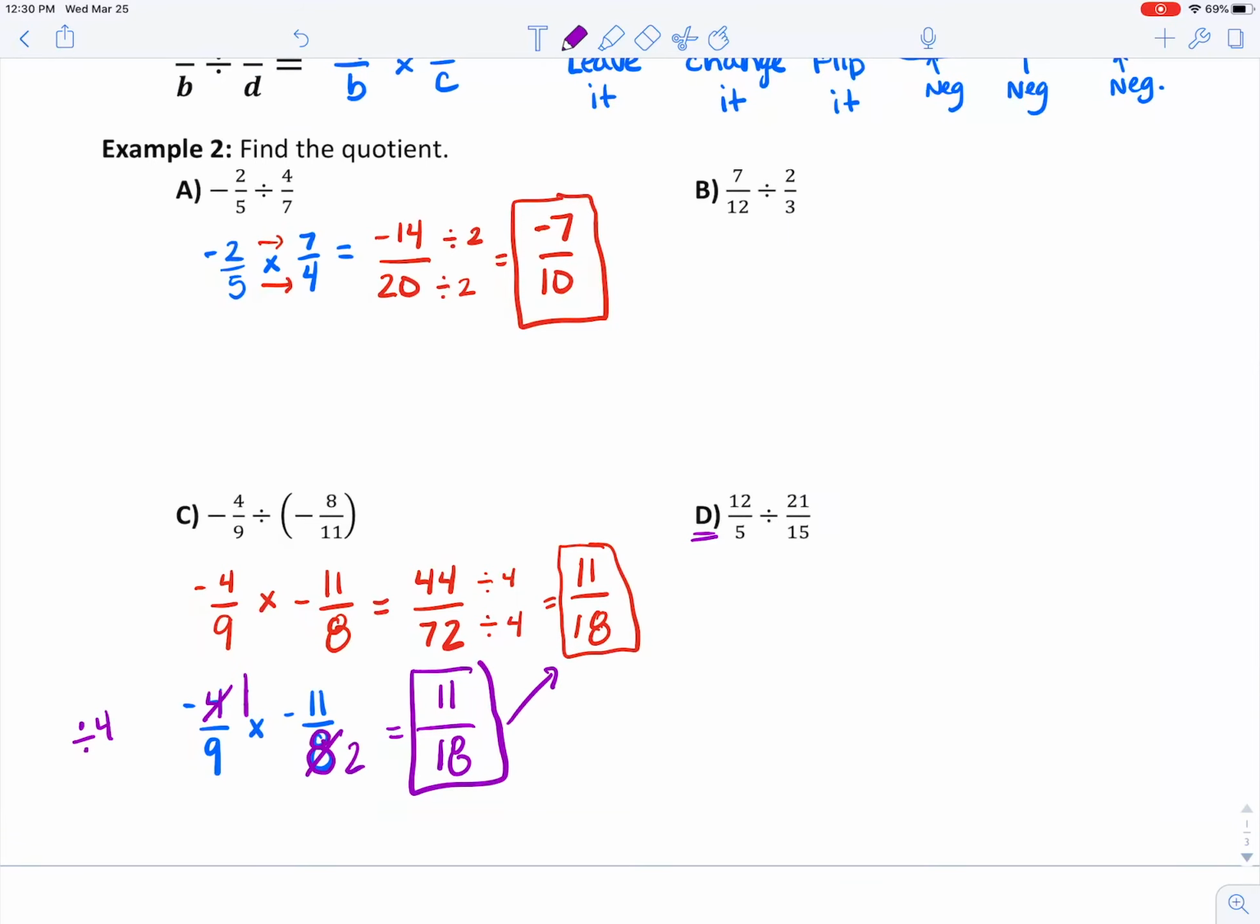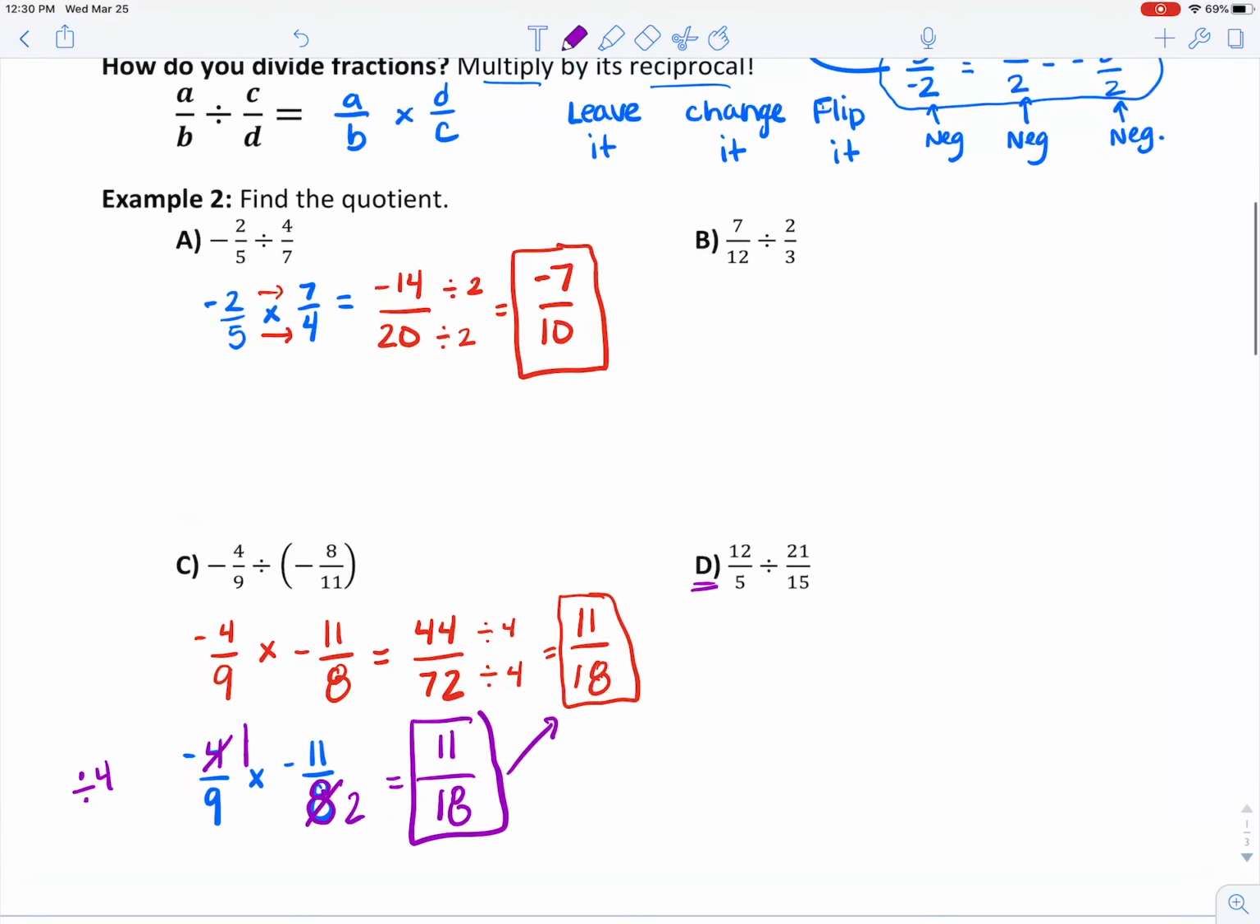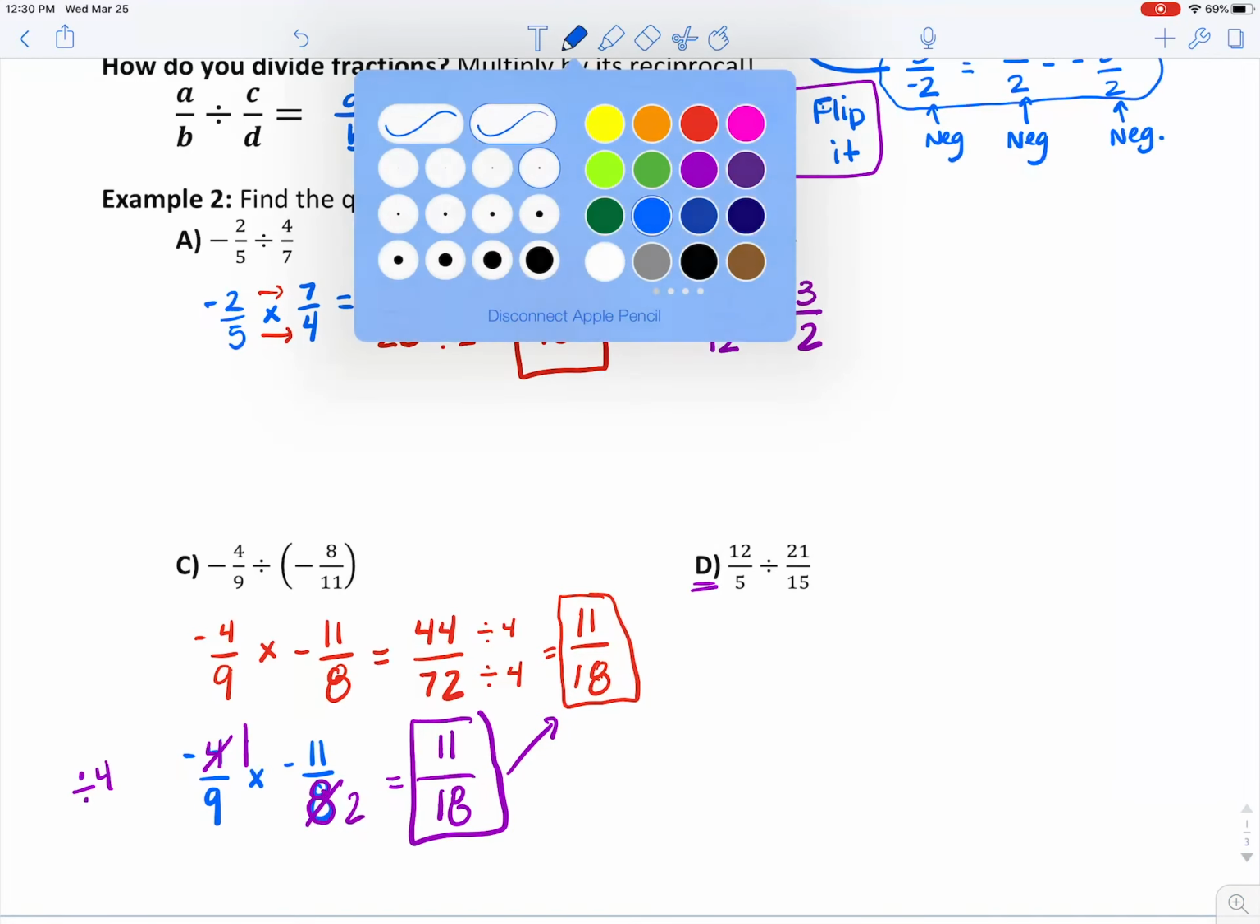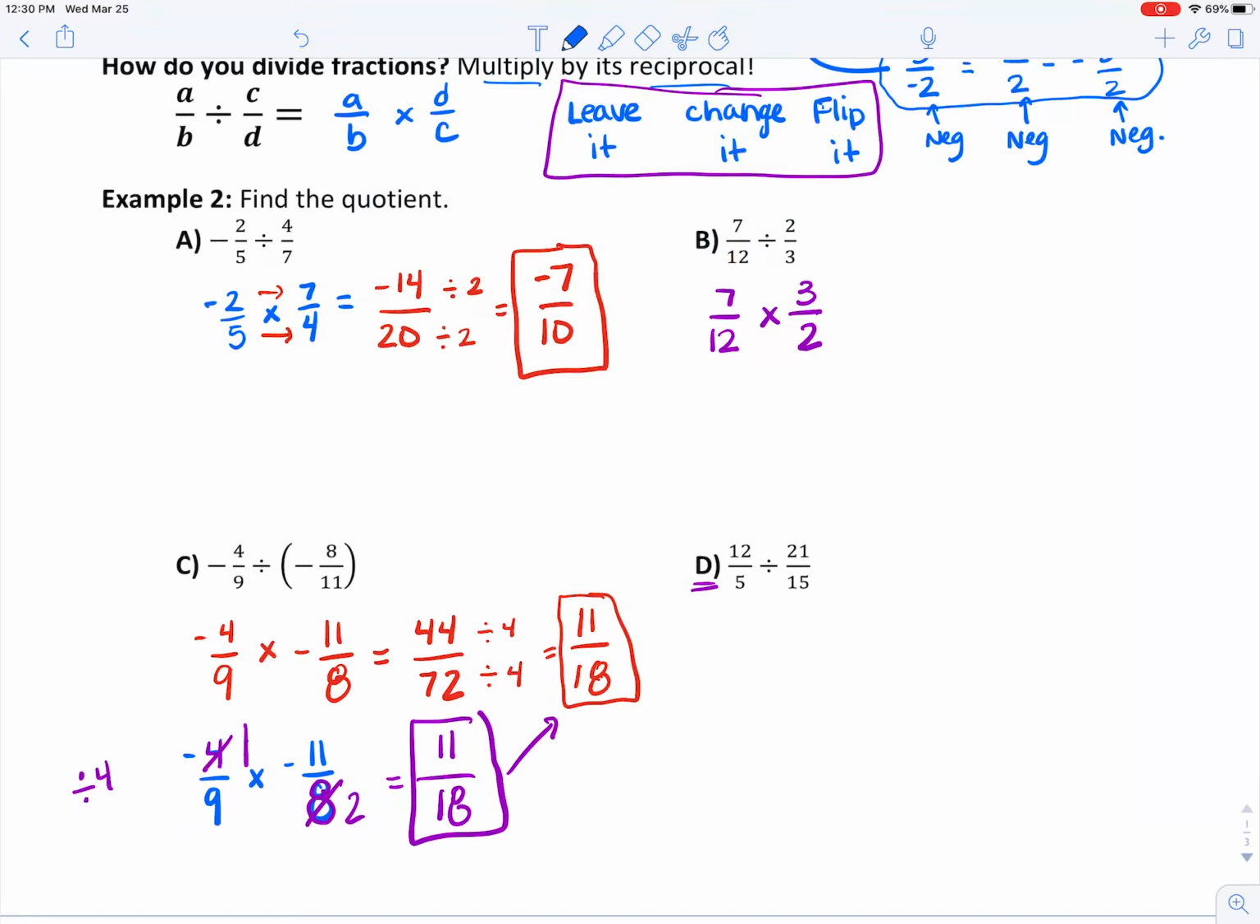So let's look at letter B. We're going to follow this phrase here. Leave it, change it, flip it. So leave it, change the division to multiplication, and flip it. This becomes 3 over 2. Now, using that same strategy that I just used in letter C, I'm going to look and see, okay, I've got a 7 on top. Can I divide that by anything in common with what's on the bottom? No. I have a 3 on top, and I'm noticing that 3 and 12 can both be divisible by 3.